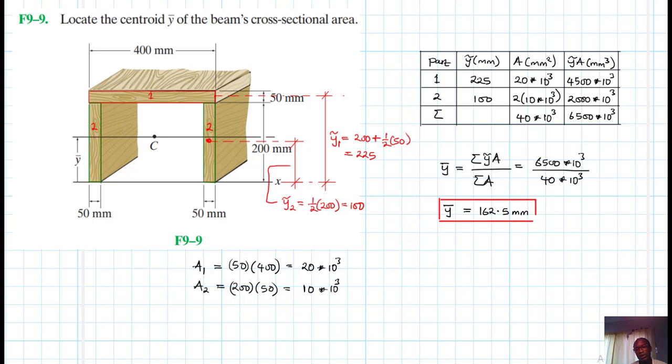So this is the centroidal location along the y direction for this particular cross-sectional beam.